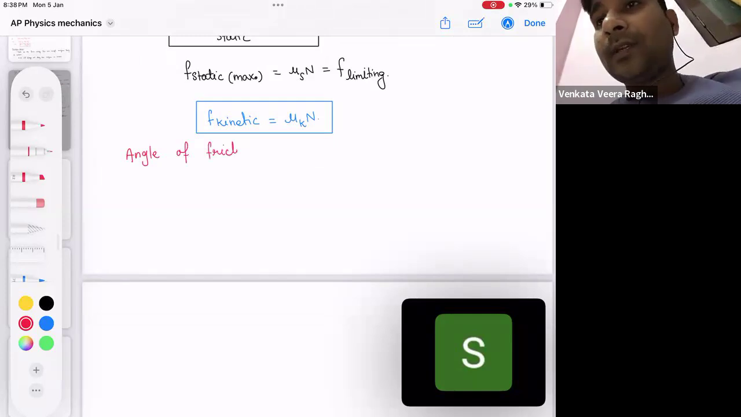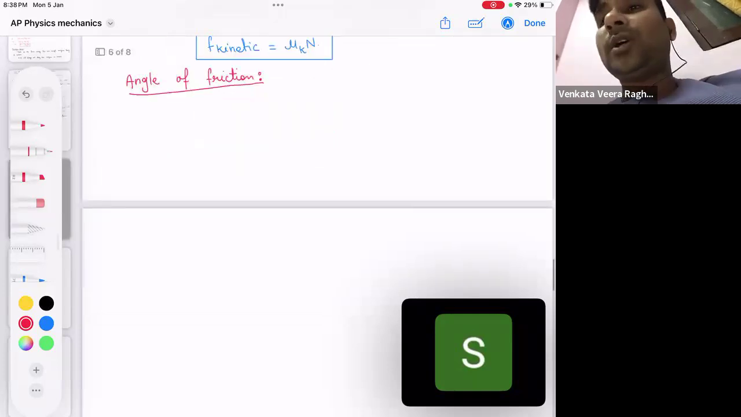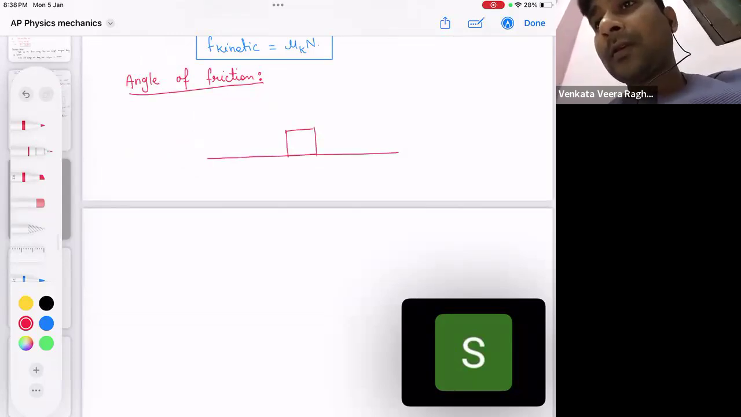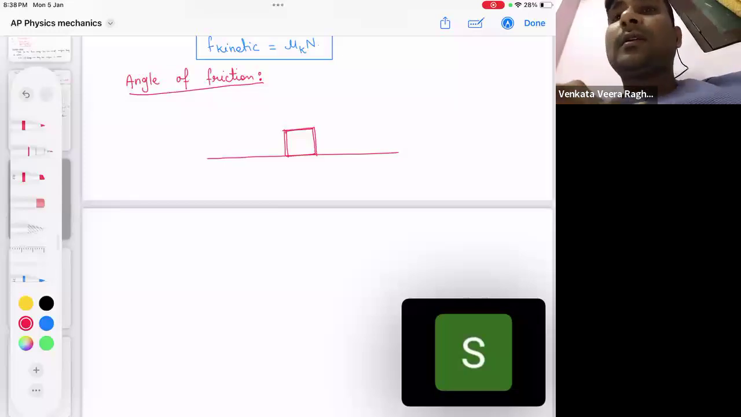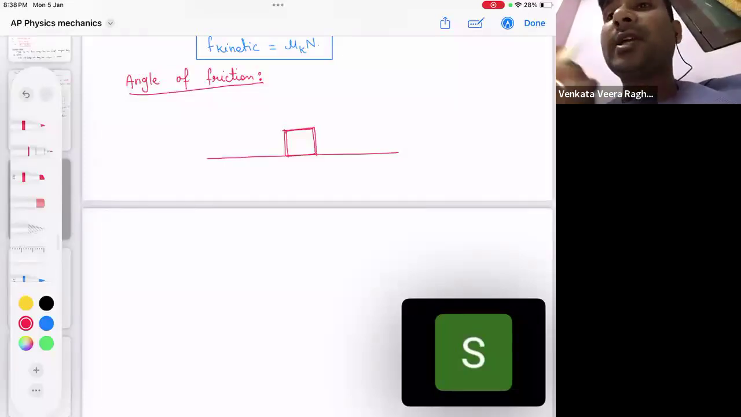Okay, then we will discuss some example on that. What is angle of friction? Angle of friction means what? See, a surface is given to us. We applied a force here. What will happen? Friction will try to resist the motion, isn't it?